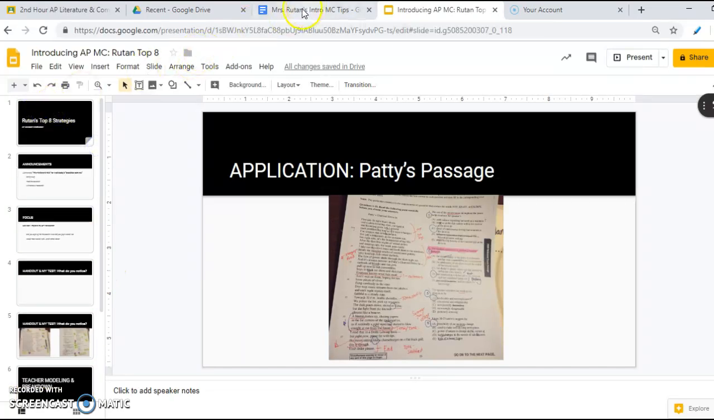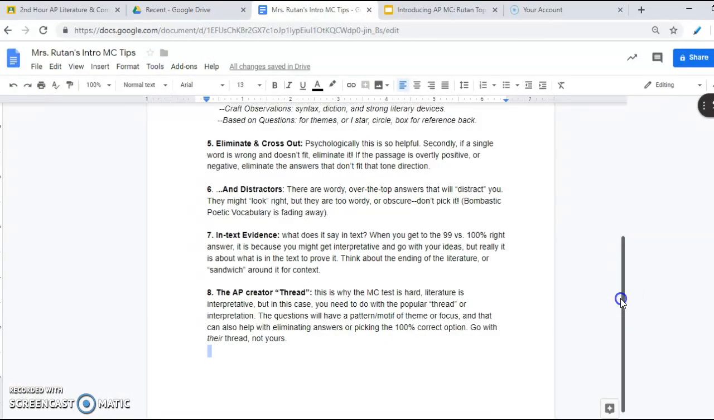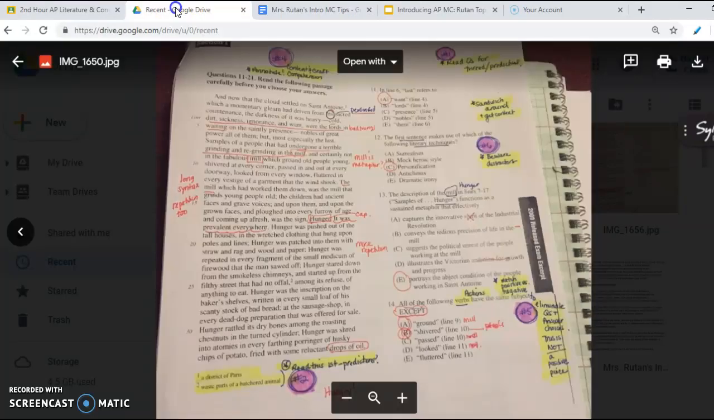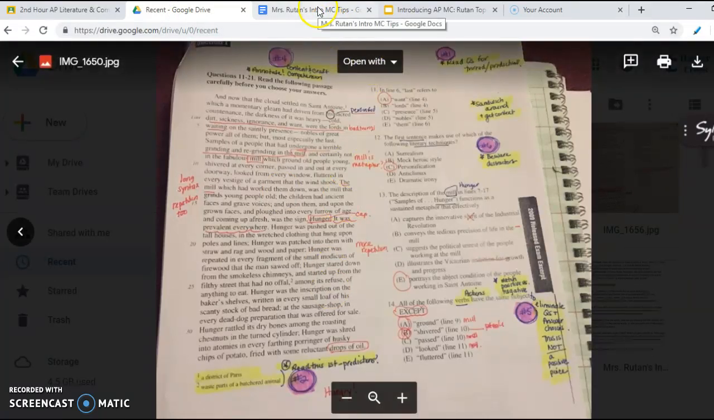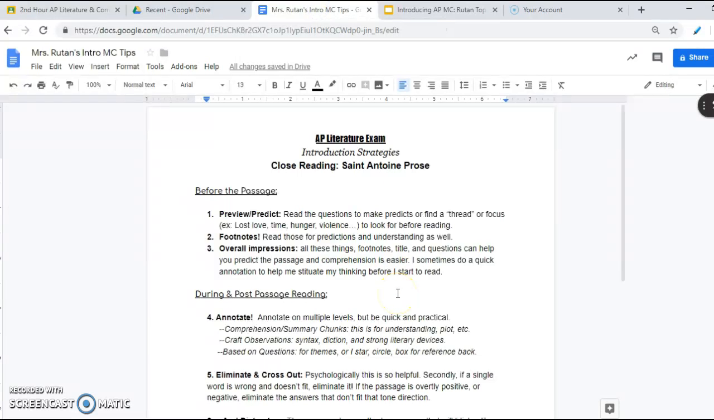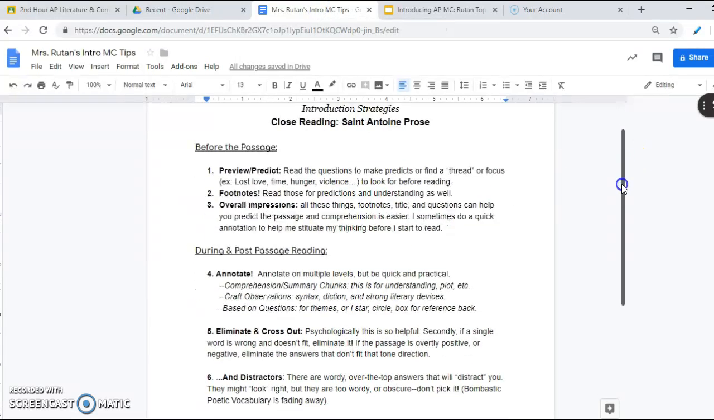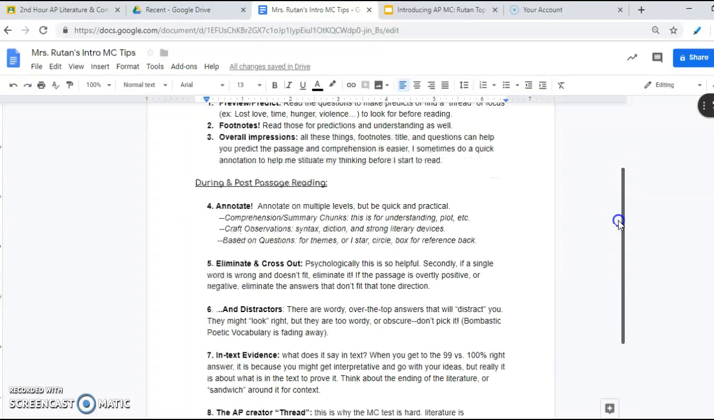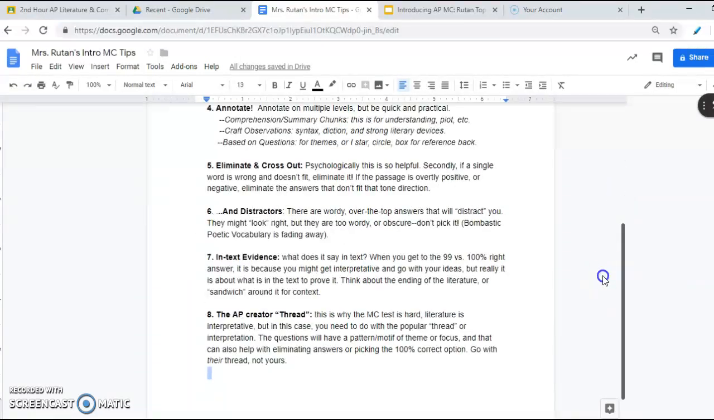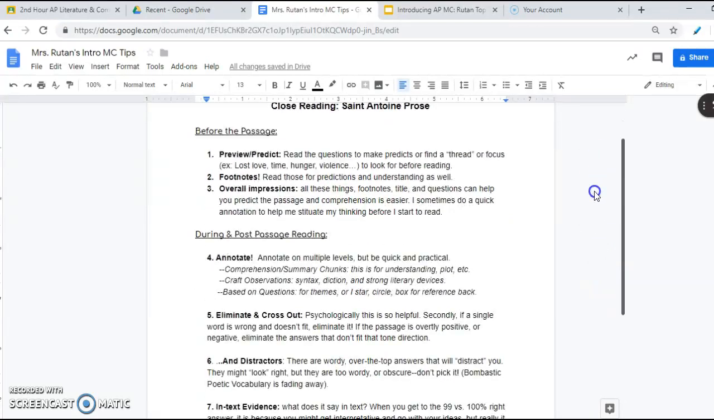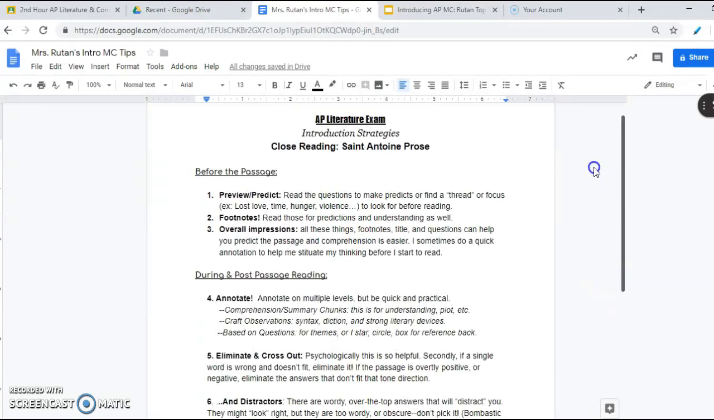These are my two main resources: this handout and the pictures of my multiple choice exam that is heavily annotated for teaching, modeling, and such. First, I'd like you to read through this on your own. In class, we're going to read through it together. These are my top 8 strategies. So pause right now and read through.